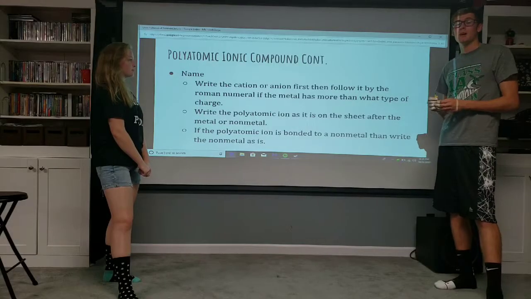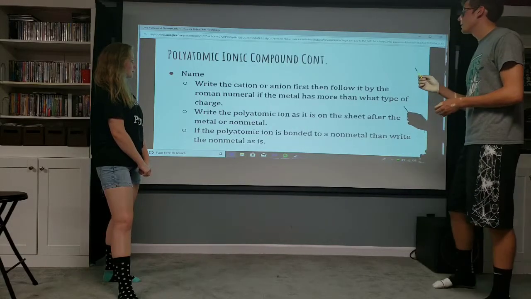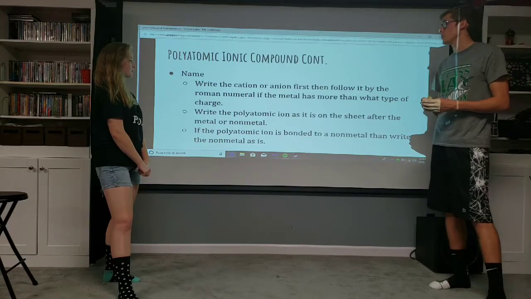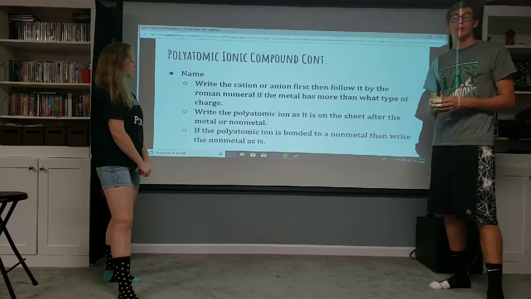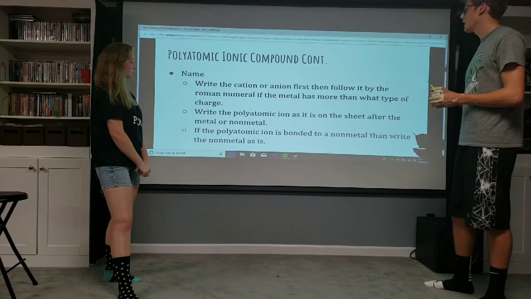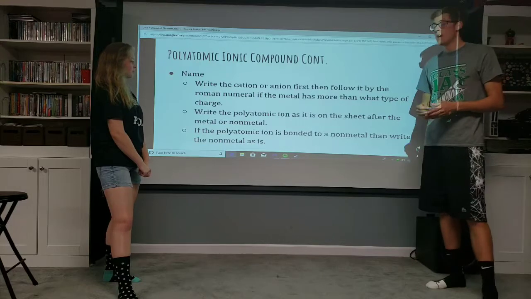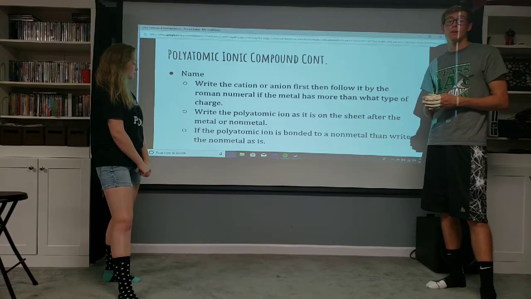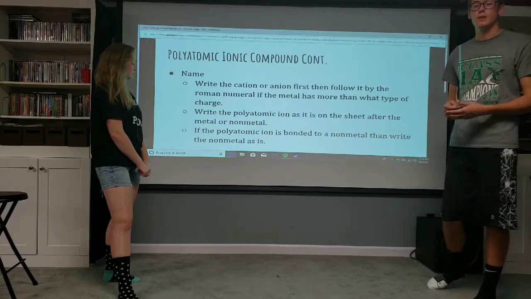Now we name the polyatomic ion. First, we write the cation or anion, and then follow it by the Roman numeral if the metal has more than one type of charge. Write the polyatomic ion as it is on the sheet after the metal or nonmetal. If the polyatomic ion is bonded to a nonmetal, then you only write the nonmetal as it is.